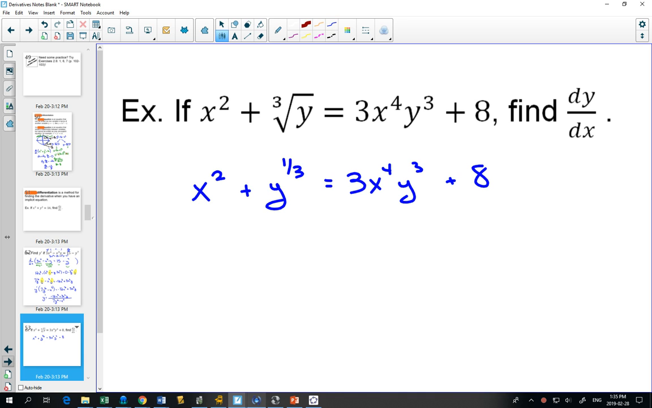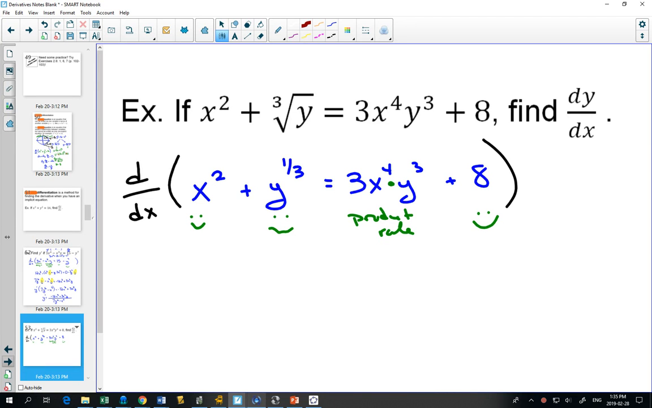Okay, I'm going to make some notes. X squared, that's easy. Y to the 1/3, kind of easy. It's going to have that y prime in it. This is going to be a product rule. We'd have a 3x to the 4 multiplied by a y cubed. And this one's going to be super easy because that derivative is going to be straightforward. So I'm going to take the derivative with respect to x of this whole equation.